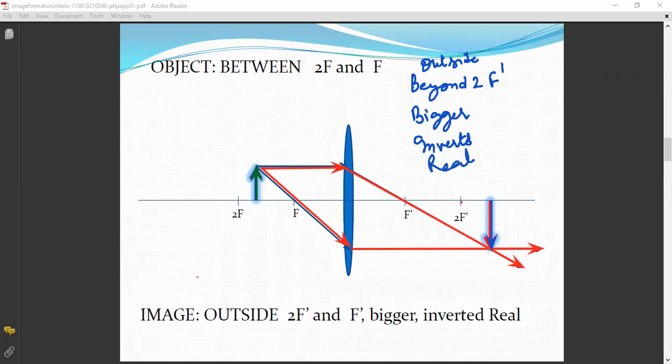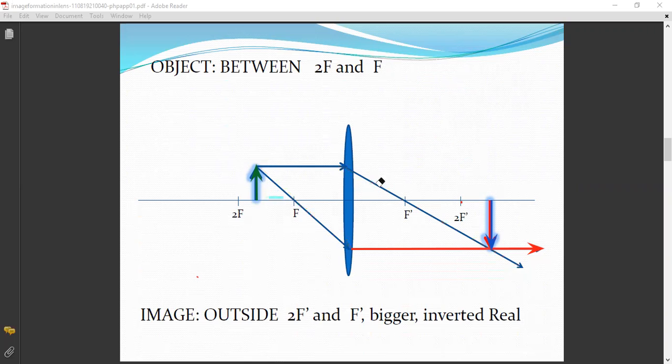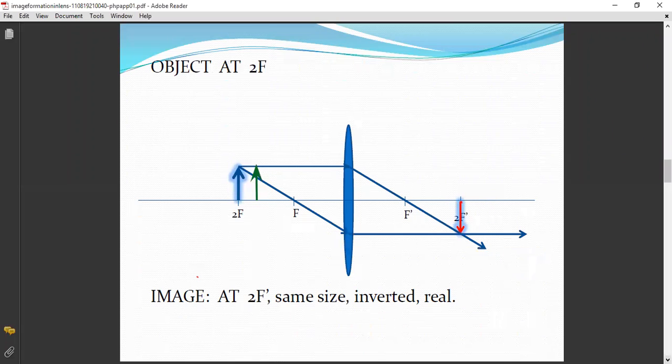Now what we'll do, we'll go for another condition, another case. These conditions are very important from your examination point of view. Revise them thoroughly. The next case is when the object is at 2f. This is a very important case.